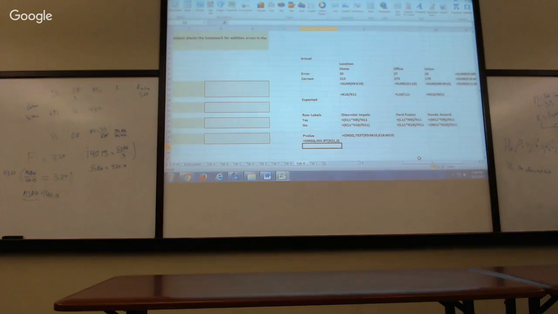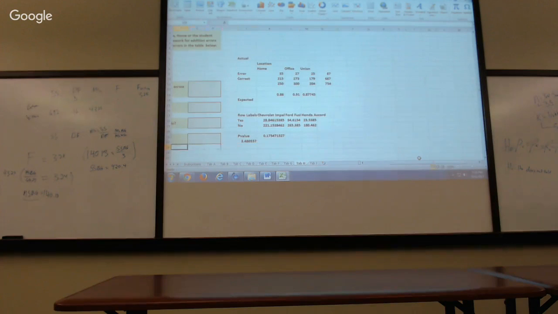No statistically significant difference, yeah. So yes, the error rate is the same. But area is the same, yep. Is that the question? Yeah.